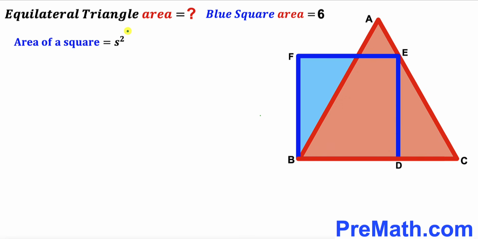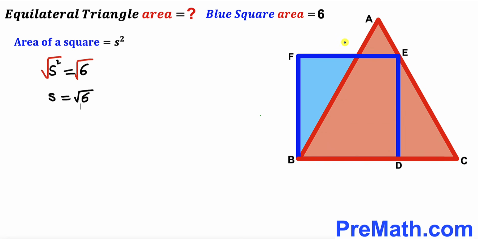Now let's recall the area of a square formula. Area is equal to S squared, where S represents the side length of the square. And the area of this blue square is 6. So therefore we can write S squared equal to 6. Now I'm going to undo this square by taking a square root on both sides. So therefore the side length S is going to be simply the square root of 6 units.